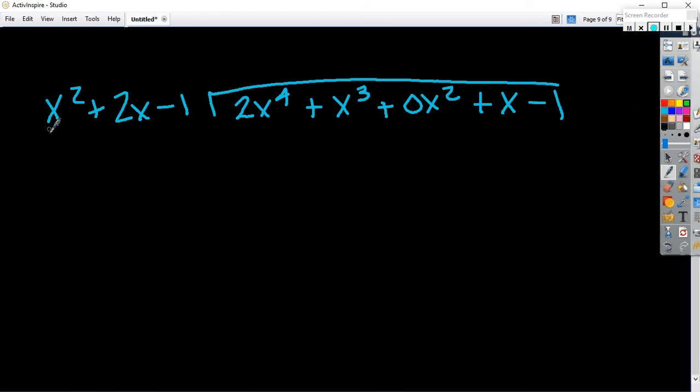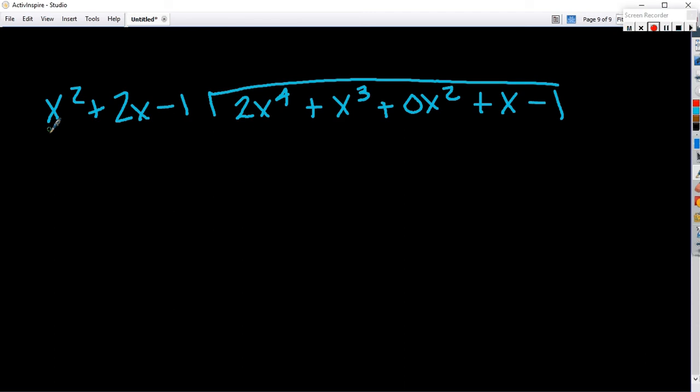This time I'm only looking at first terms. First terms every single time, okay? What can I multiply this by to get this? Probably 2x squared. Does everybody agree? Okay. This time I'm going to keep my columns lined up.